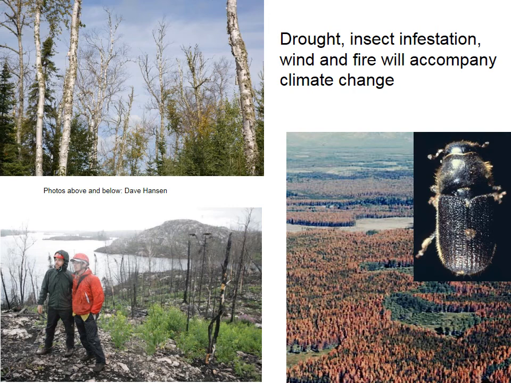And then insect infestation will change in a warmer climate. So these are all factors that will help push the prairie forest border off to the northeast, in addition to just the basic control of precipitation and evaporation balance.